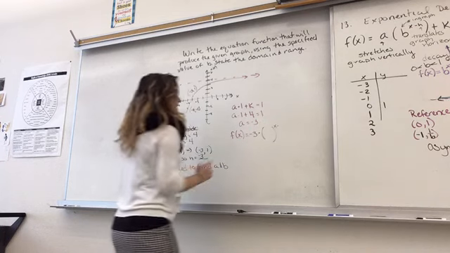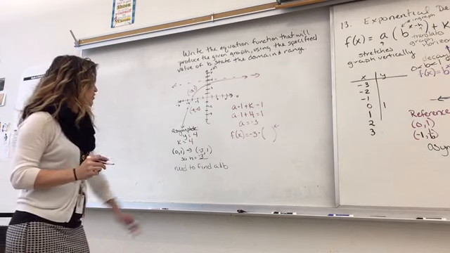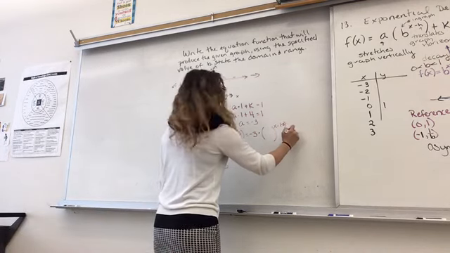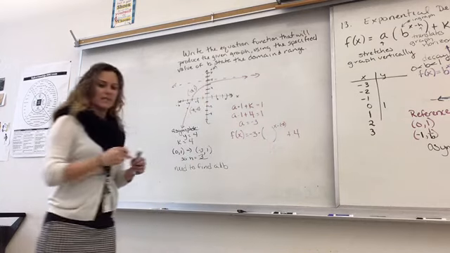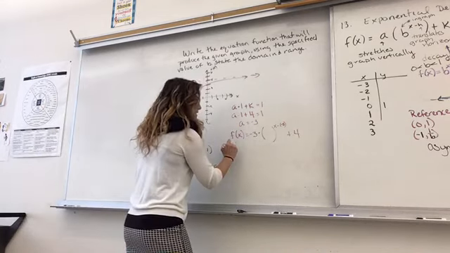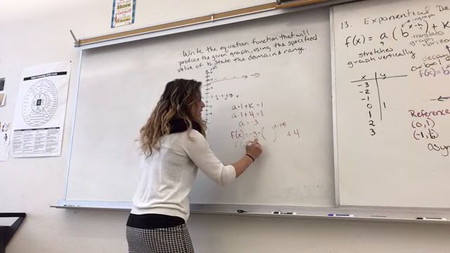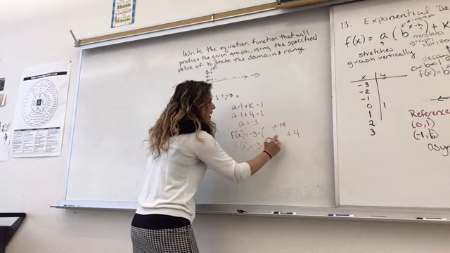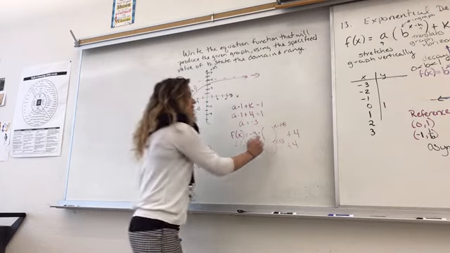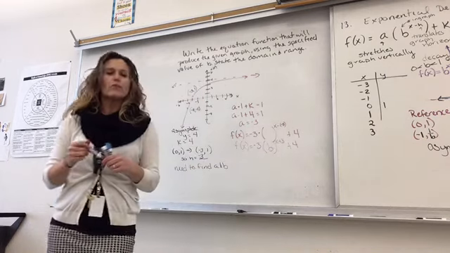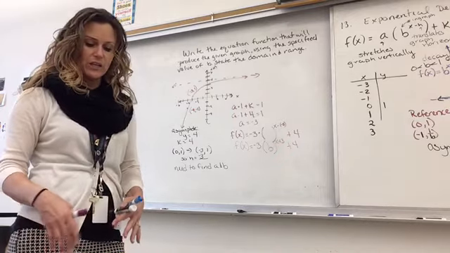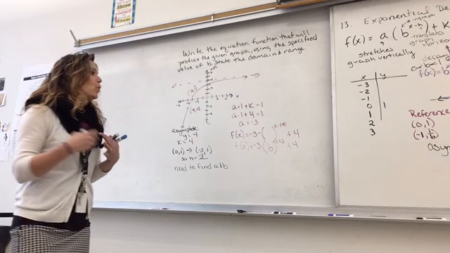X minus, what was our h value? Negative 3. Plus our k, which was 4. Be careful of that double negative. We got to change it to a positive, so we get f of x equals negative 3 times something x plus 3 plus 4. Now, remember, this is our b value. We have 3 variables. We have f of x, we have x, and we have b. We can only do this if we have one variable.